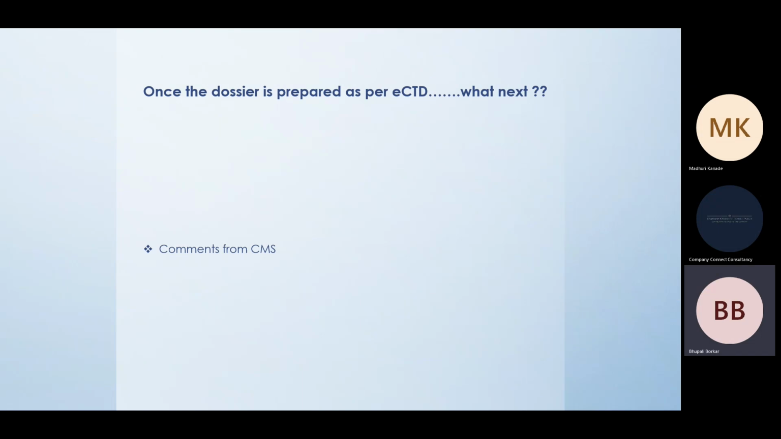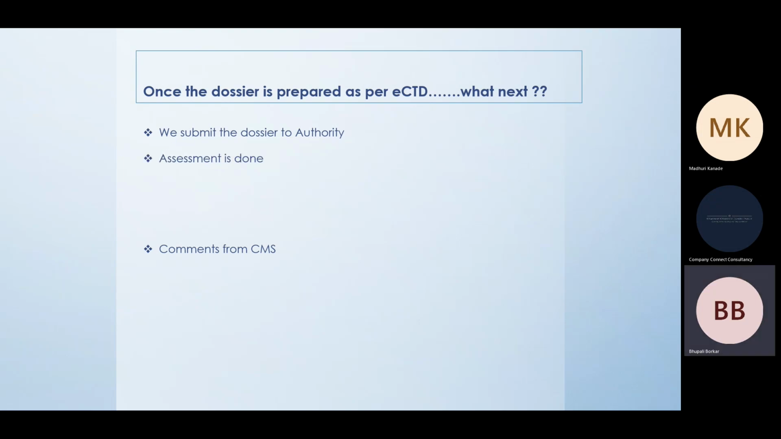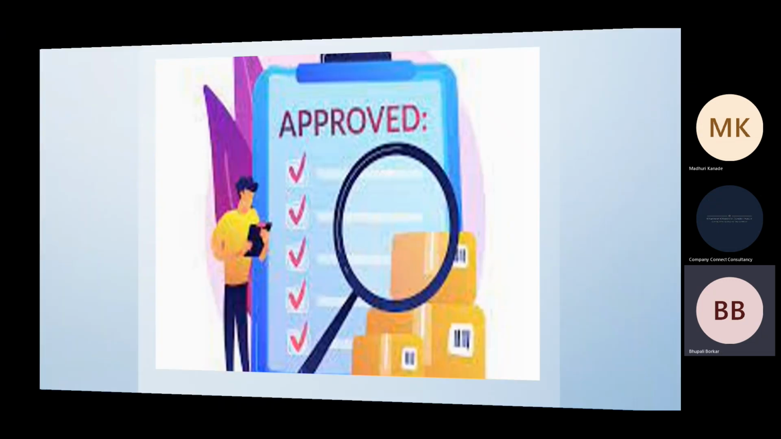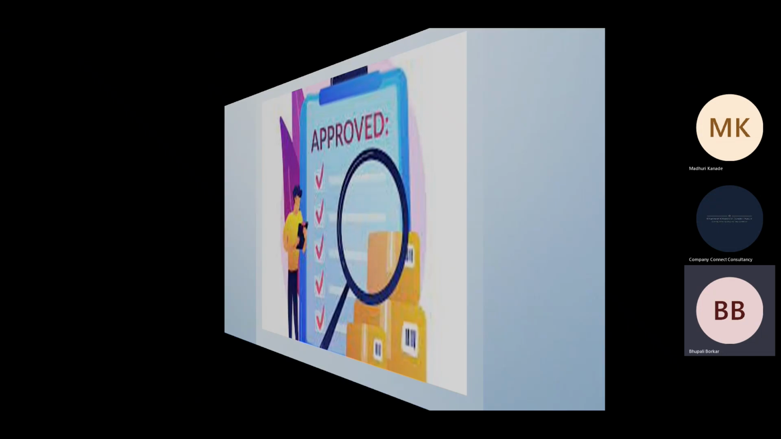Now, once the dossier is prepared as per CTD, what next? What comes next is we submit the dossier to the authority. Then we have the assessment, which is done by the authority. If they require any documents, they ask us for the documents, then we submit the documents. Comments from the CMSs. The final draft is prepared by the RMS and approval is granted and the product is marketed. And then it is approved.